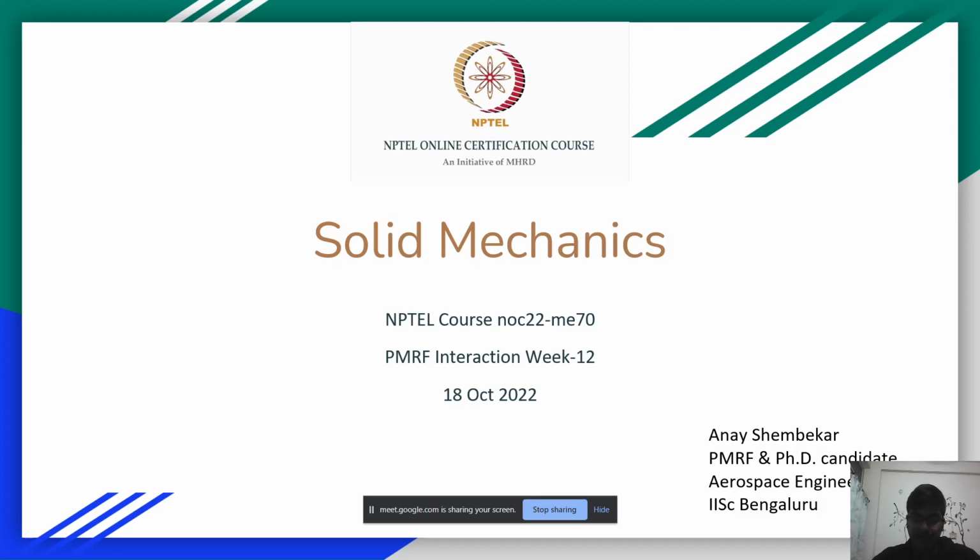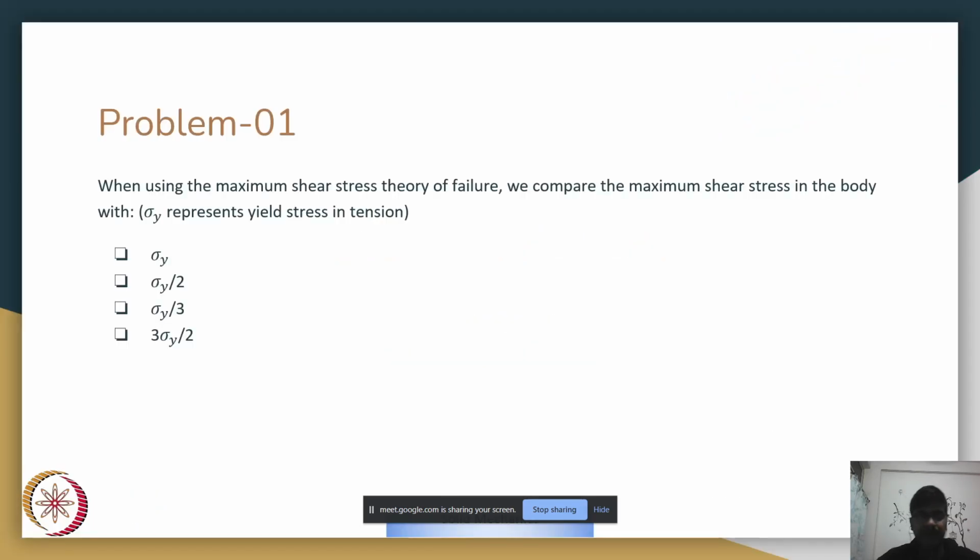In this week, Professor Ajit Kumar covered concepts of different failure theories and how we apply them in practice. The first problem that we have is as follows. When using the maximum shear stress theory of failure, we compare the maximum shear stress in the body with... Do you know the answer to this? No, sir. Okay. So the maximum shear stress theory.